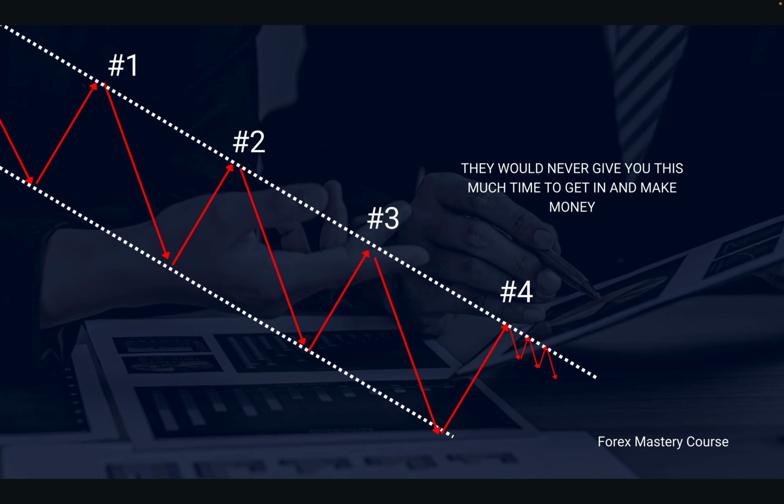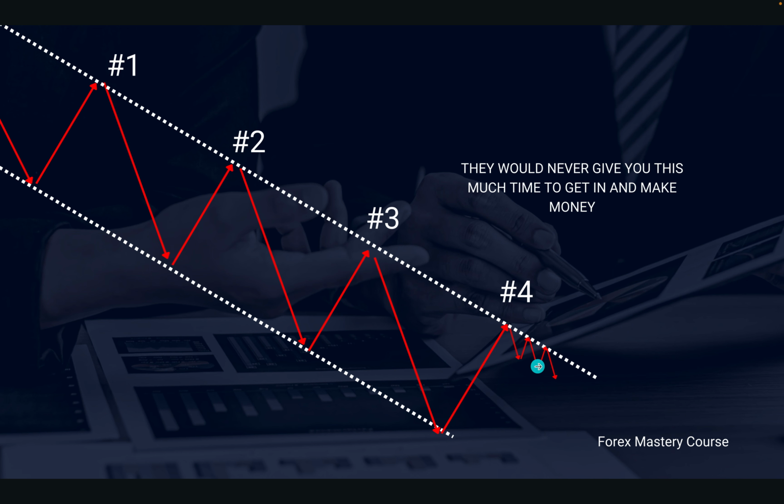Well, let's zoom in a little bit. Oh, what do you know? Instead of just bouncing off of this trend line and moving down, making another low, another lower low, and following that downtrend, what happens? It looks like they're taking their time, respecting this trend line.